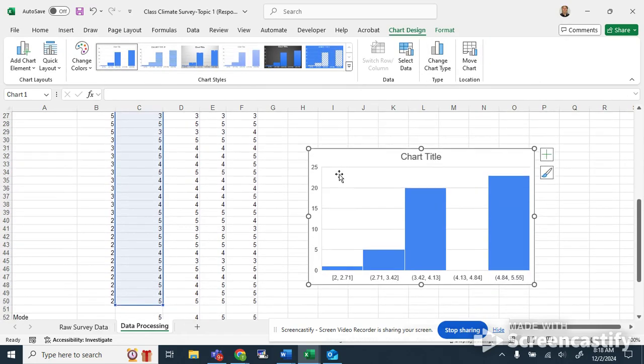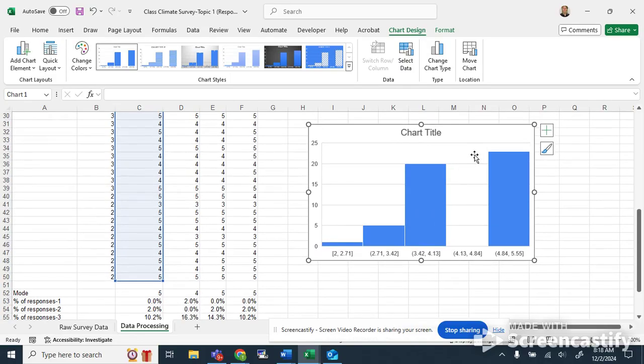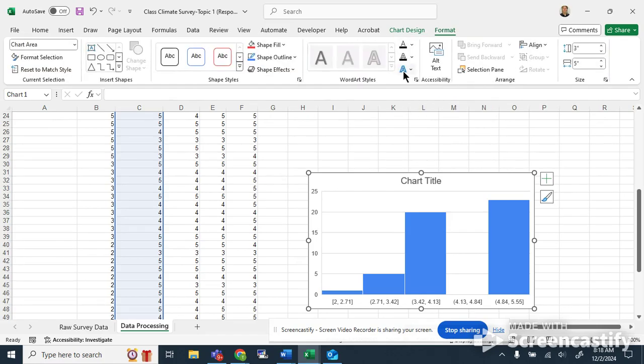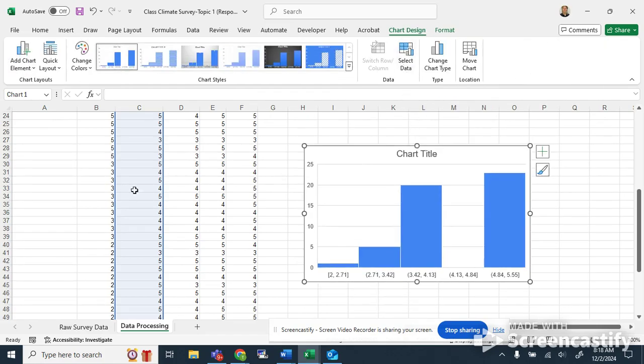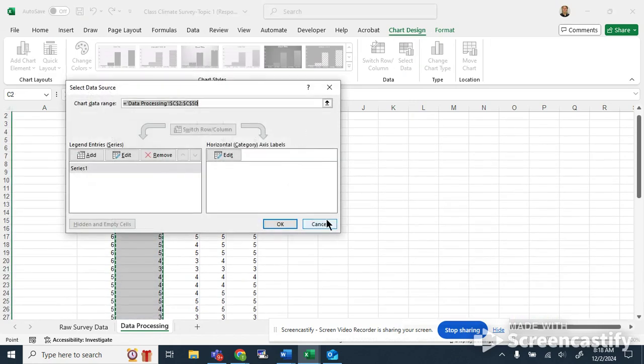You can see it automate a lot. For example, this number of people between 2 and 2.71, all that. You can change this, right? Either in chart design, you can select more data if you want to mess with the data. For example, if I want to exclude outliers or other stuff like that, I could mess around with the data and change what data I select.